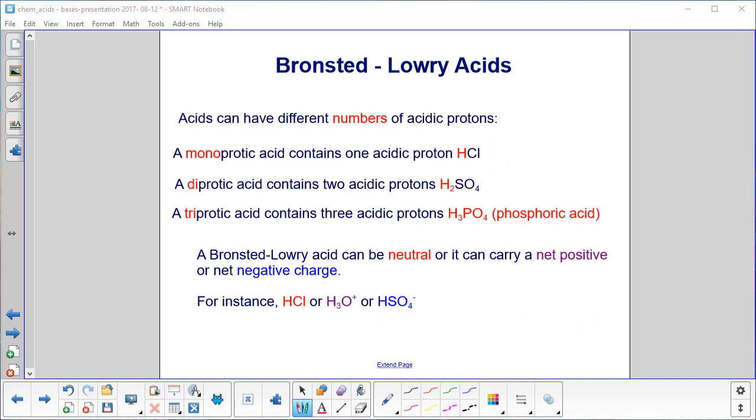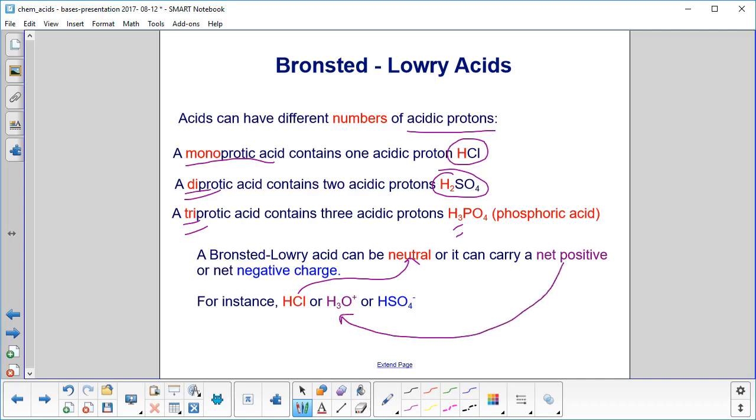Acids, as we saw on the previous slide, can have different numbers of acidic protons. A monoprotic acid has one acidic proton, like hydrochloric acid. Diprotic would have two, sulfuric acid. Triprotic has three acidic protons, and that's phosphoric acid. A Bronsted-Lowry acid can be neutral, or it can carry a net positive or a net negative charge. So here, hydrochloric acid, neutral, positive, the hydronium ion, and negative, the hydrogen sulfate ion.